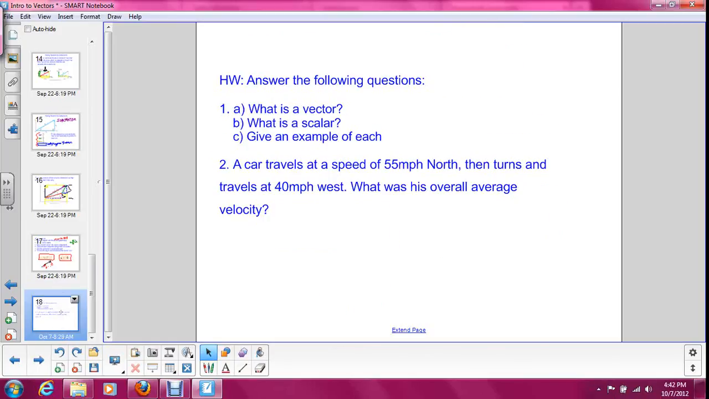So your homework for tomorrow is to answer the following questions and get just a little bit more practice with vectors. So 1, what is a vector? What is a scalar? And give an example of each. And 2, a car travels at a speed of 55 miles per hour north, then turns and travels at 40 miles per hour west. What was his overall average velocity? So remember, draw a picture and add it graphically so that you have a good idea of what's going on, and then you can choose a method from there. Have these done for the next time you come into class.